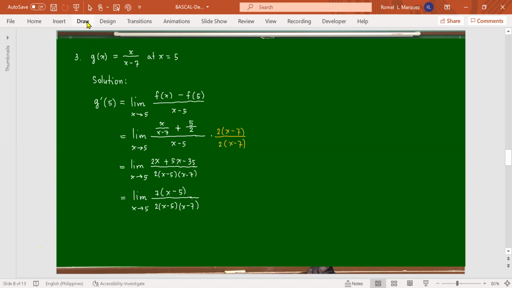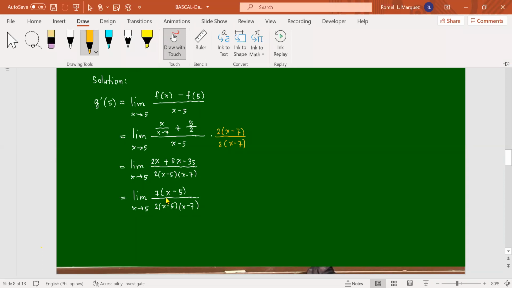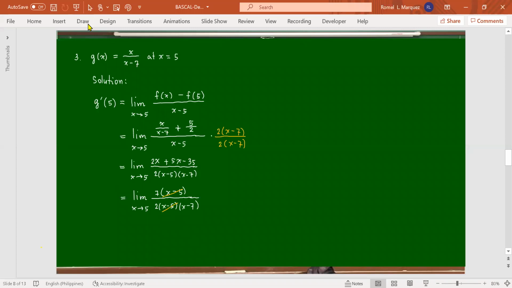I can cancel this out because it will lead us to indeterminate form. So, let's now remove this. So, I can now evaluate the limit, guys, na? Ano na ang limit, guys? Magiging ano na to? Limit as x approaches 5 ng 7 over 2x minus 14. 2 times x minus 7. And finally, what is g prime of 5? 7 over 2 times negative 2. Am I correct? 5 minus 7, negative 2, na? Negative 7 over 4. Could you please check my value, guys?